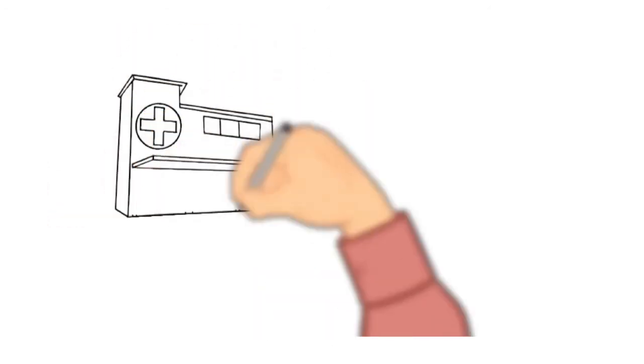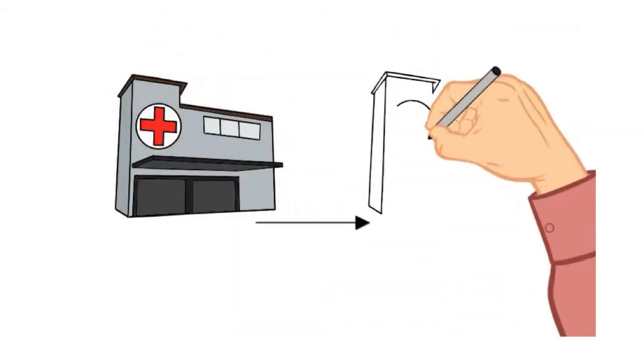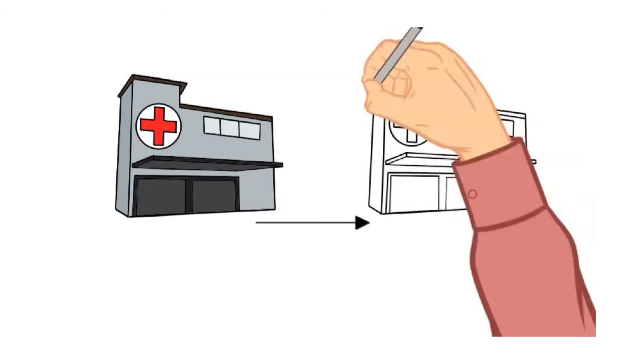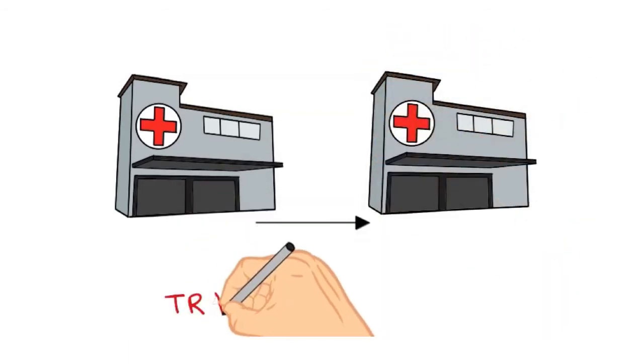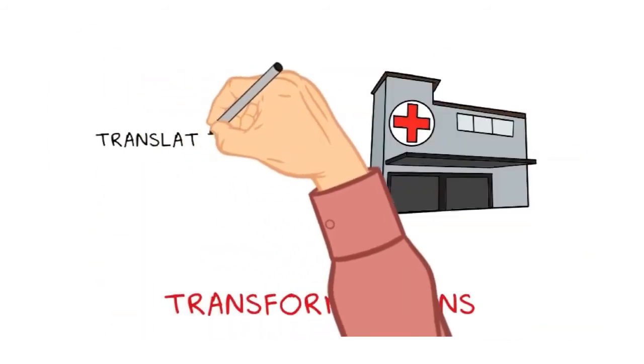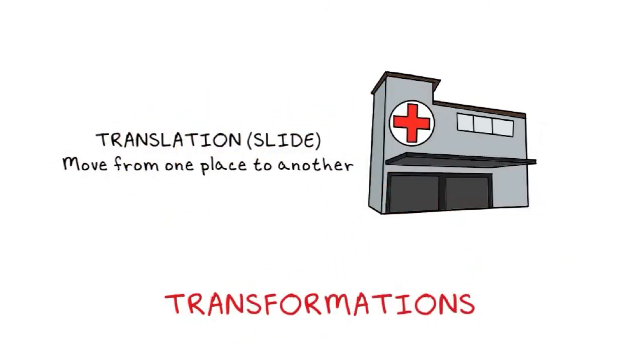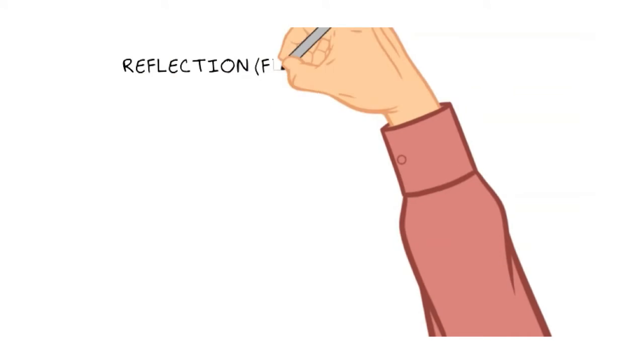Say you're tasked with building a new urgent care center and you've done all the plans, but then you realize you put it about 50 feet too far and you need to move it. A transformation would tell the new designers where you really meant to put it. This first kind of transformation is called a translation or a slide, meaning to move from one place to another.